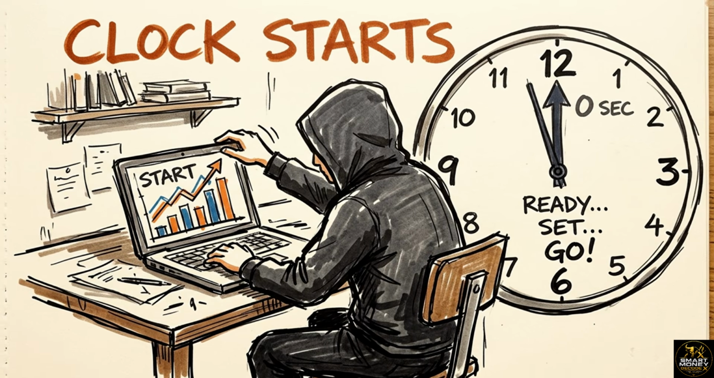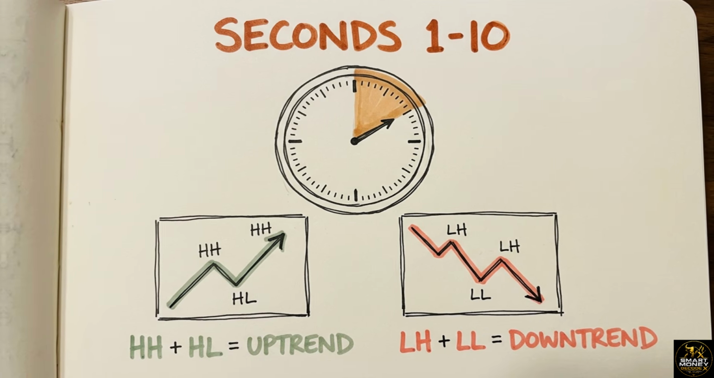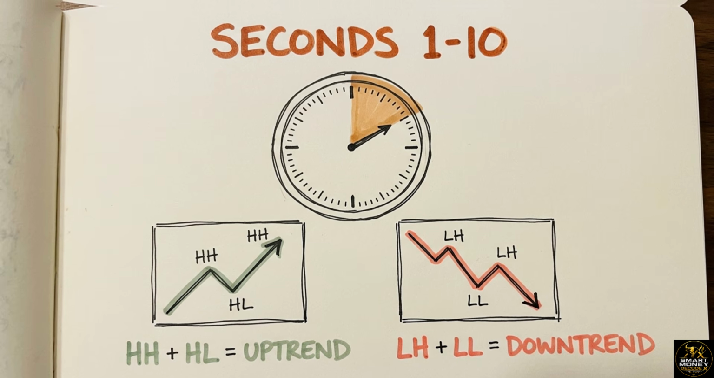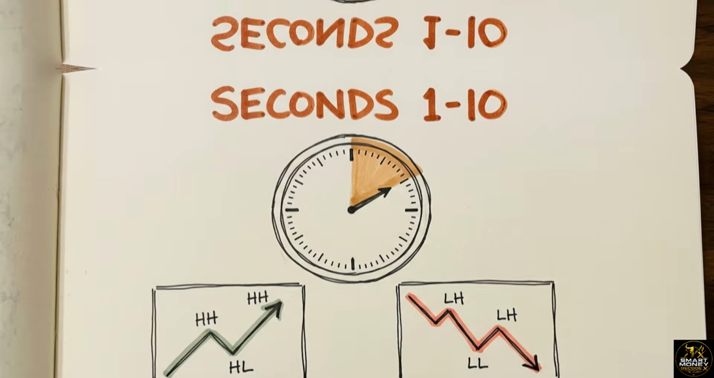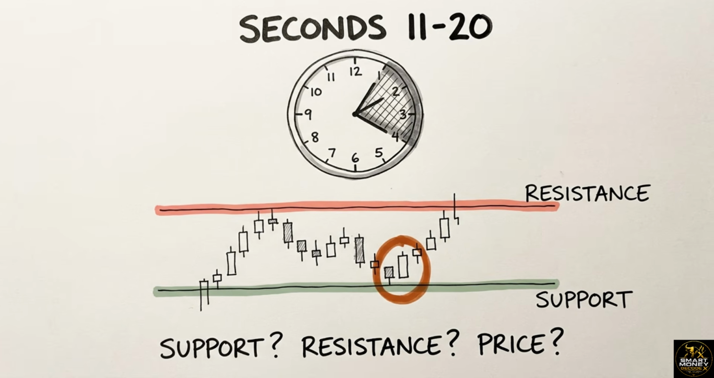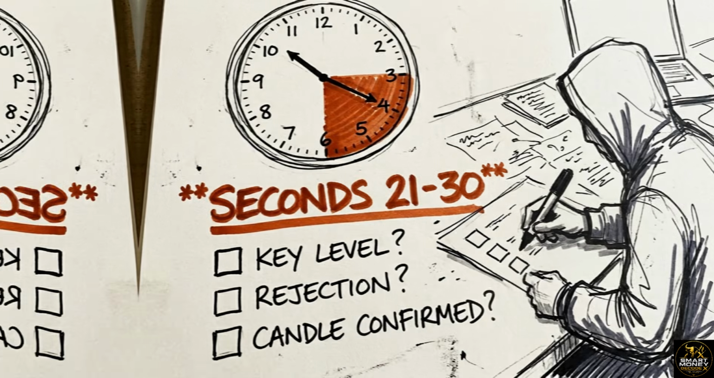Let's put it all together. You open a chart. Clock starts. Seconds 1 to 10, zoom out. Higher highs and higher lows, uptrend. Lower highs and lower lows, downtrend. Neither, range. Seconds 11 to 20, find the walls. Where is support? Where is resistance? Where is price right now relative to those levels?